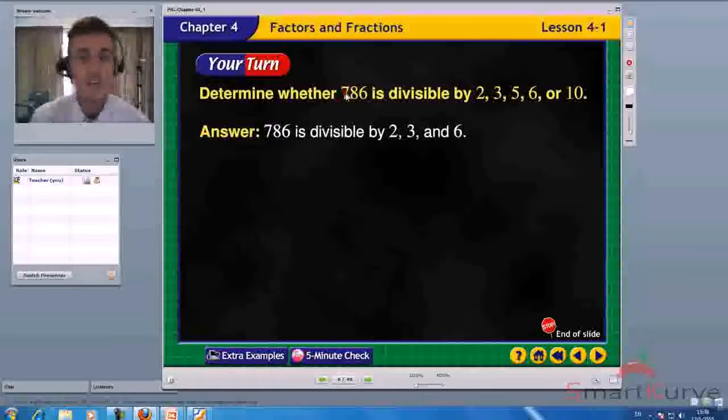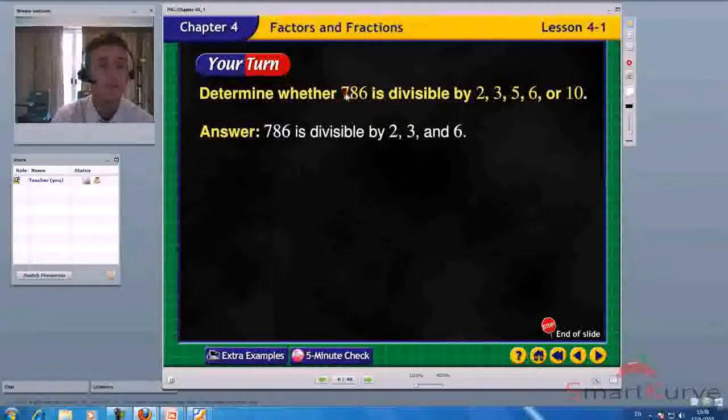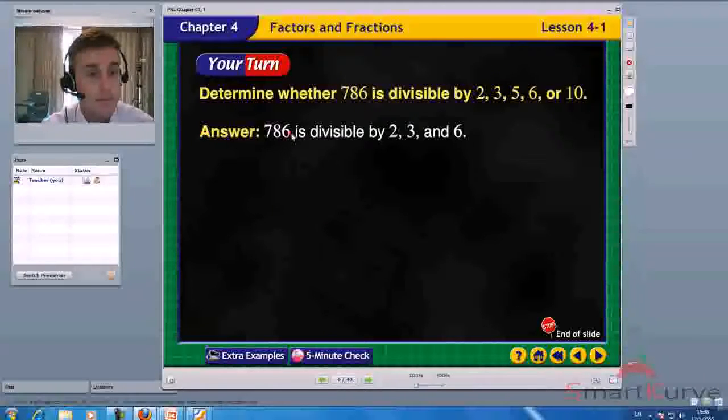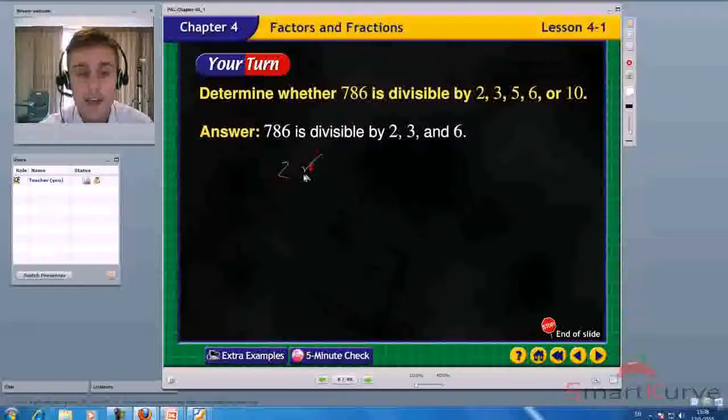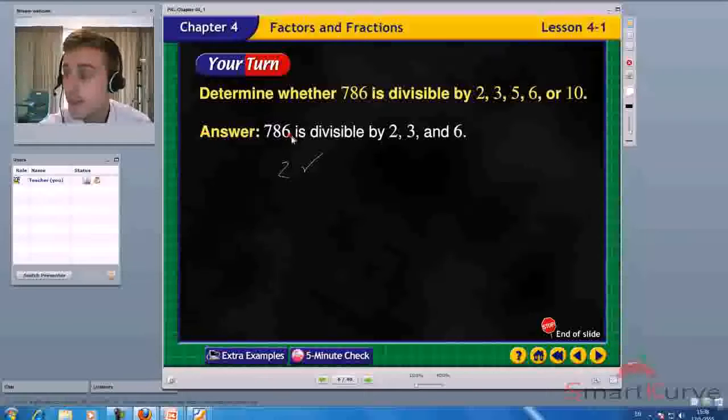Determine whether 786 is divisible by 2, 3, 5, 6, and 10. Use the same method. The last digit is divisible by 2, so you know the number is divisible by 2. So 2, yes. Add the numbers together. 7 plus 8 is 15, plus 6 is 21. 21 is divisible by 3, so you know the number is divisible by 3.